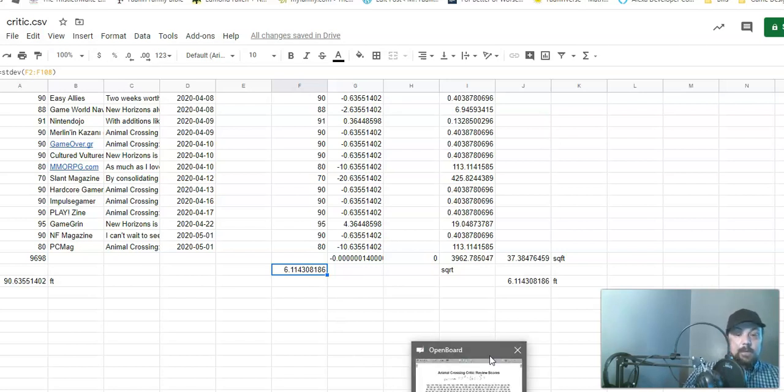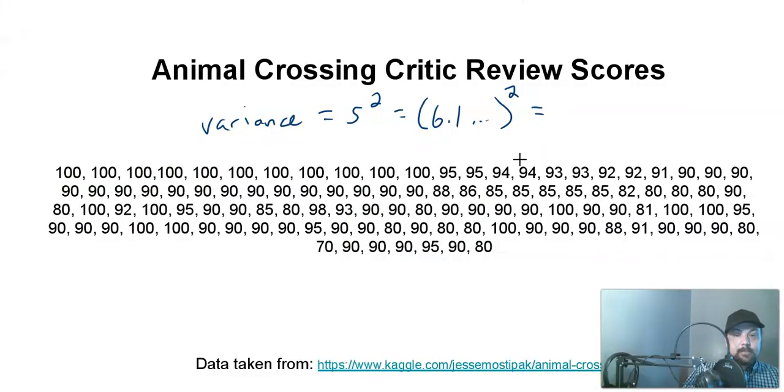Okay, so it's 37.4. That's what I wanted to find out. All right, so let's write that down. 37.4. But again, this is review scores squared, right? So if we think of the units of these numbers as review score, a 100 review score, a 95 review score, this is 37.4 review score squared. So you cannot take this number and do any adding, subtracting with the original data set. So it's hard to do any further analysis with the variance directly interacting with our original data set.